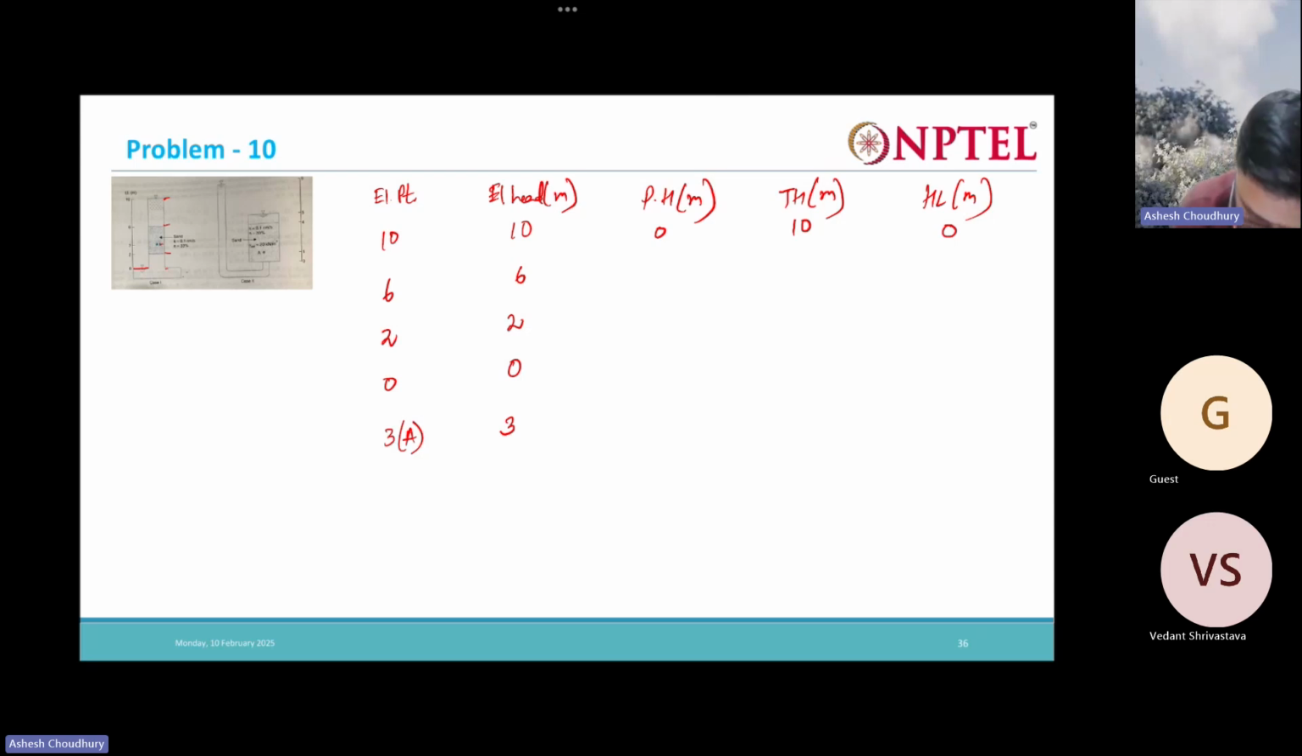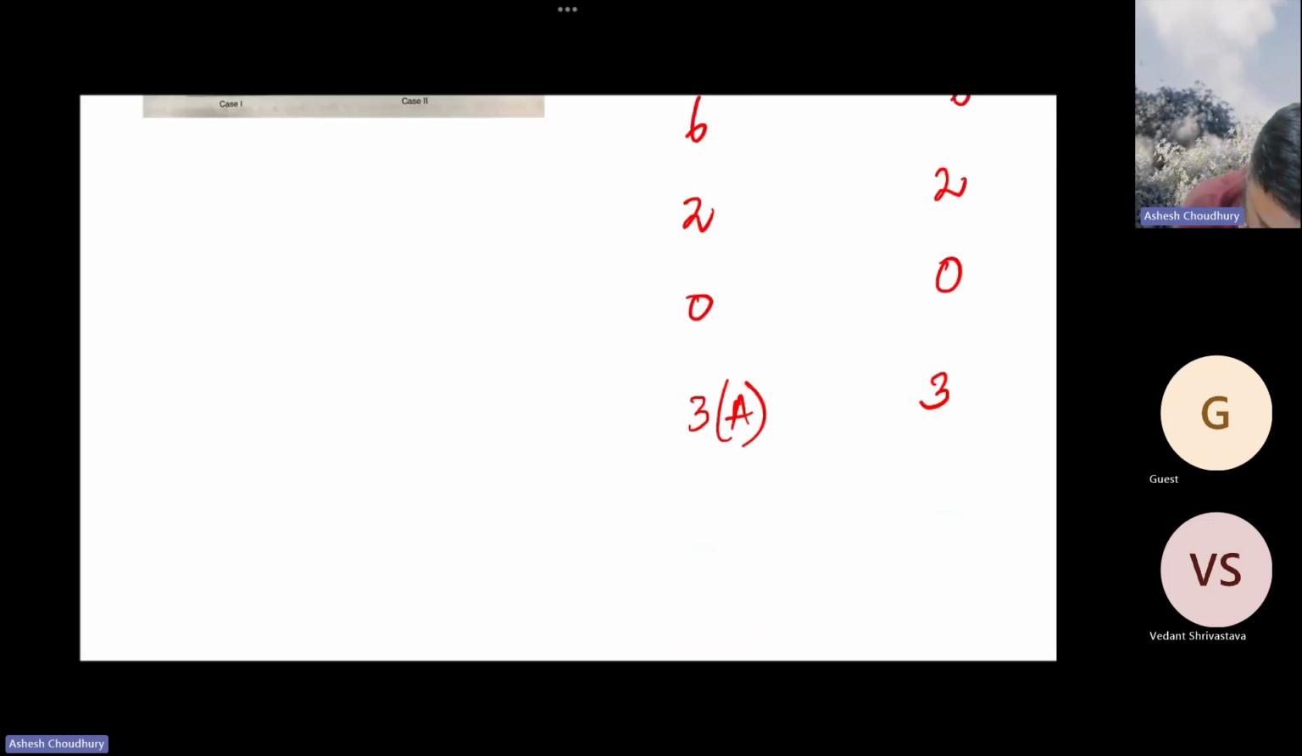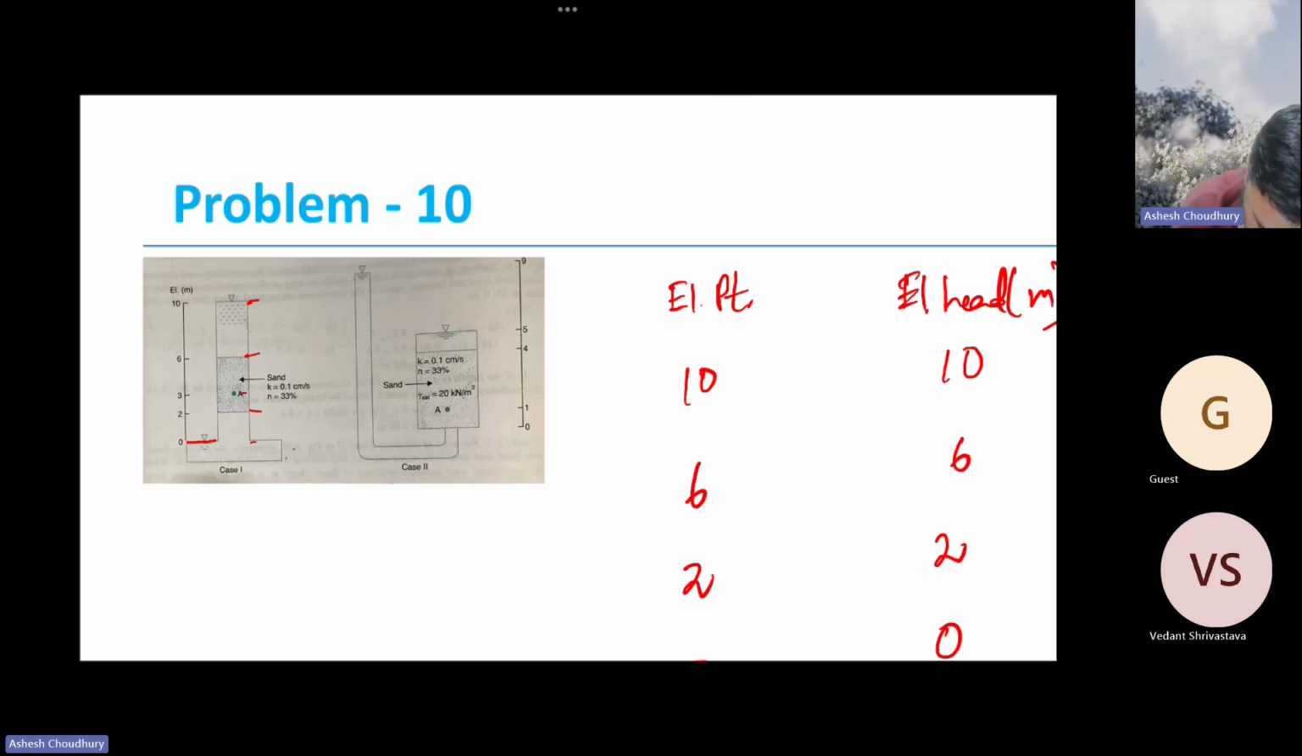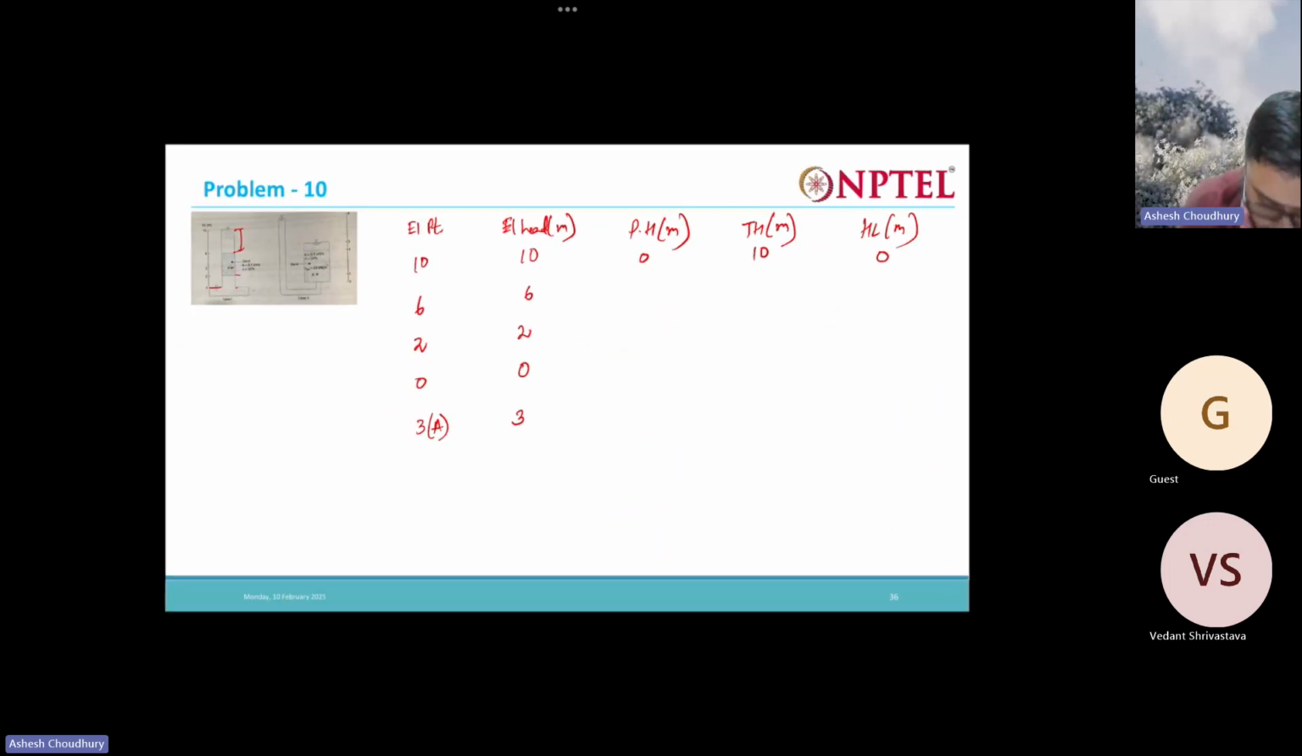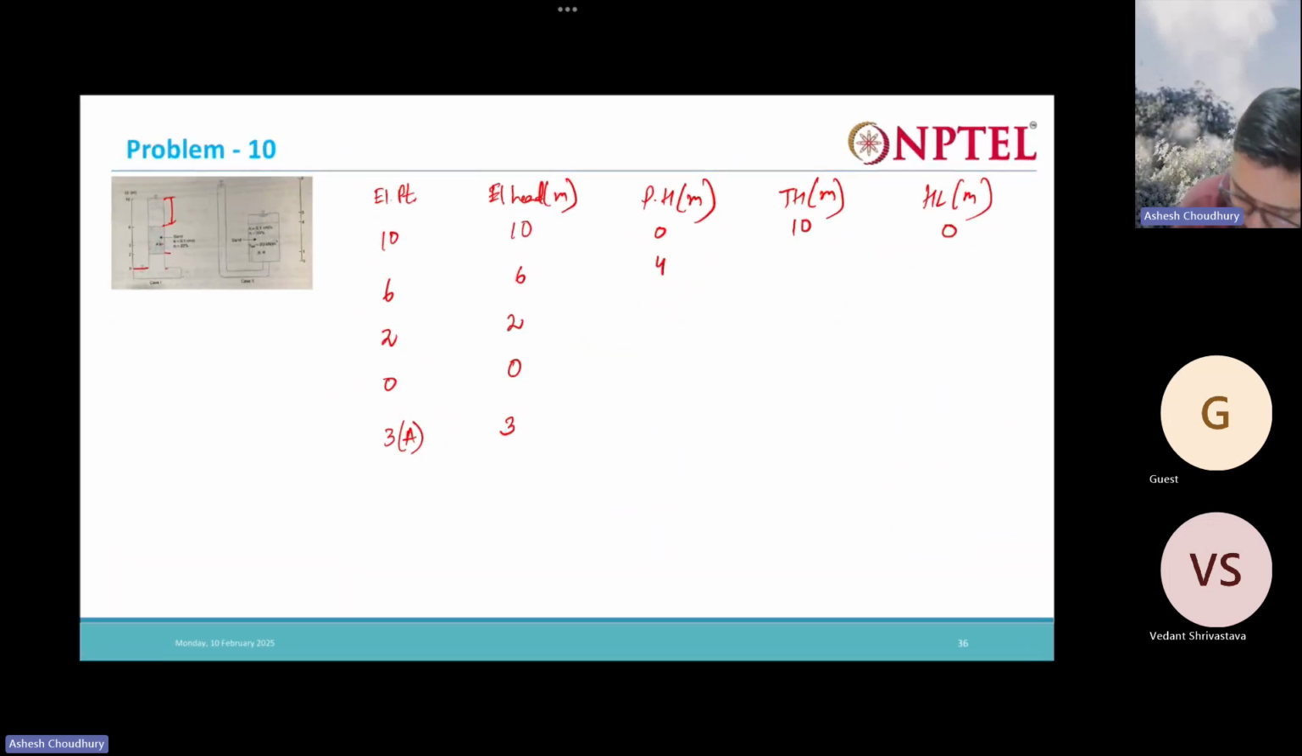At point 6, we have elevation head as 6, but the pressure head is the pressure of the water column above it, which is 4. So pressure head is going to be 4. So total head is 6 plus 4, 10. Also there is no head loss.